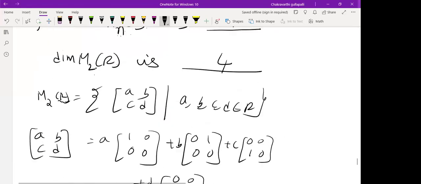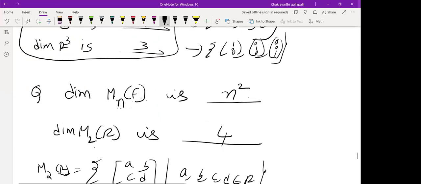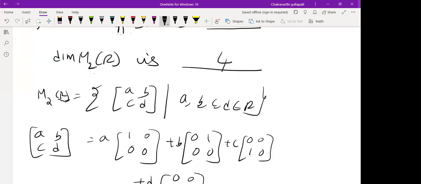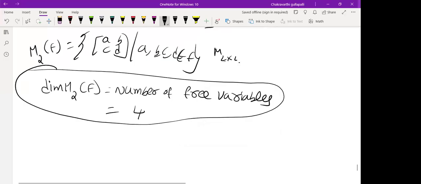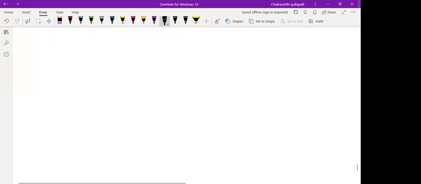So in general, what is the dimension of Mn over F? N by n, that is n square. M2 over F, same. M2 over C, same, 4 is the answer. In general, Mn over F is n square. Remember that. Next, another model for this.